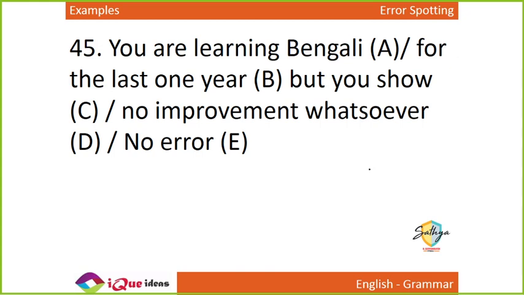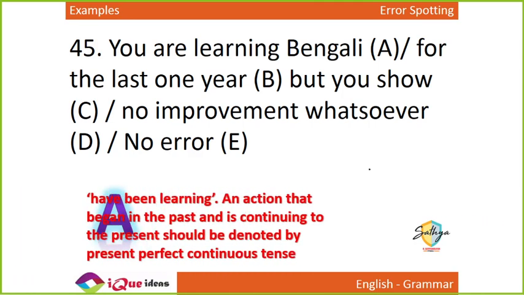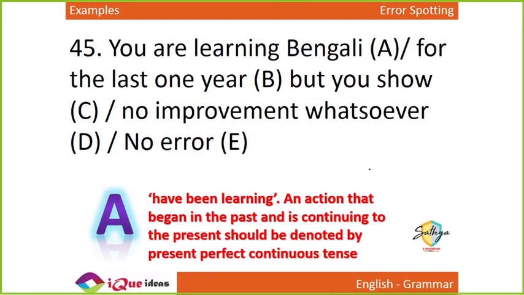We are talking about something which has started in the past and it is not a fact, right? So an ongoing act which has started in the past. You have been learning Bengali for the last 1 year, but you show no improvement whatsoever. Have been. You have been learning because it's an action which began in the past, right? And the activity is still going on. So you have been learning Bengali.